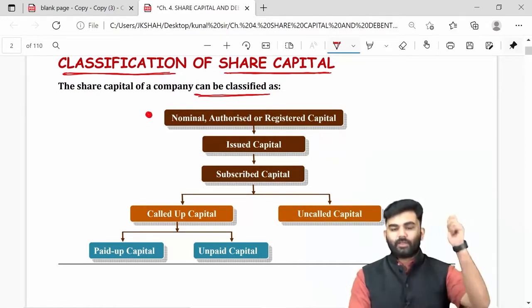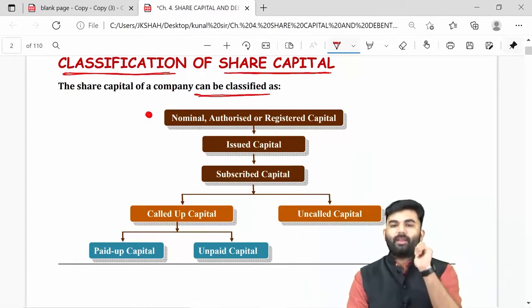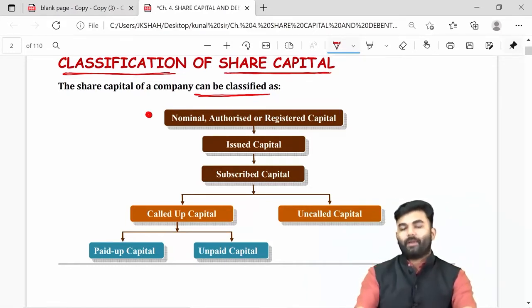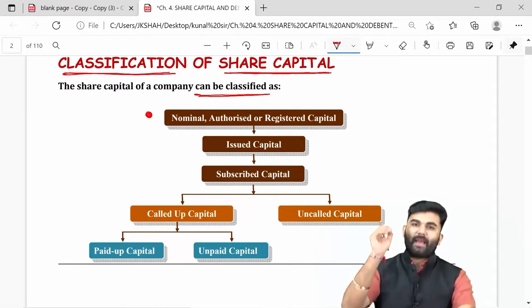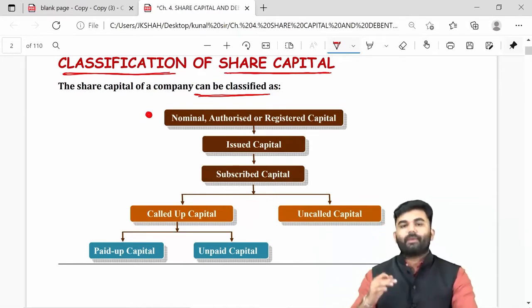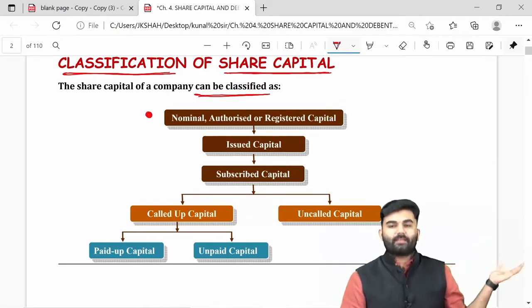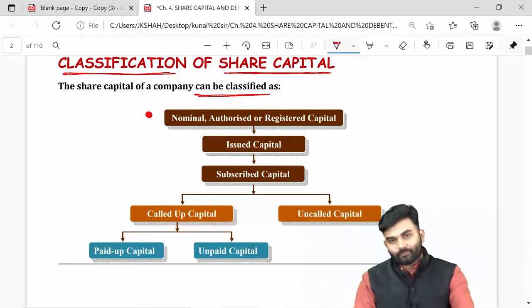We have already understood this in our chapter number 2 under the topic Memorandum of Association, under a clause called the capital clause. Authorized share capital is the maximum share capital the company can issue. Sir, why does a company issue shares? The only reason for issuing shares is to raise funds.